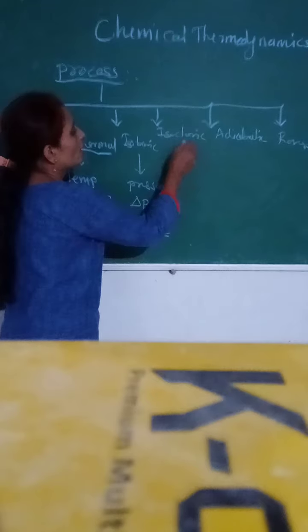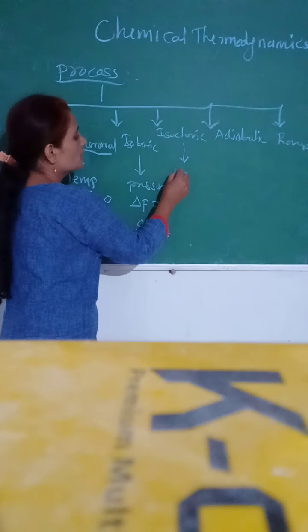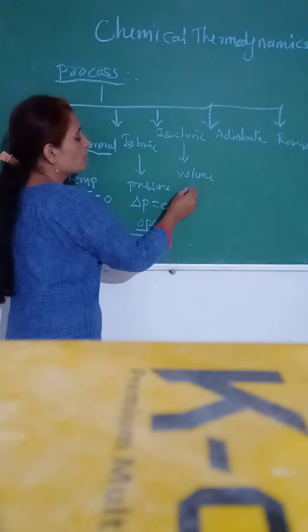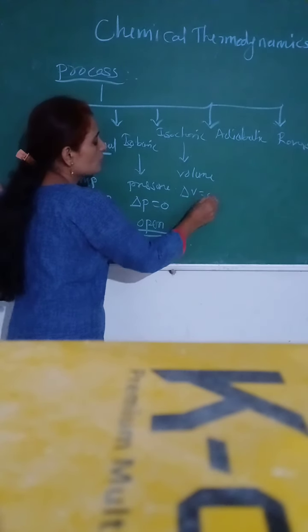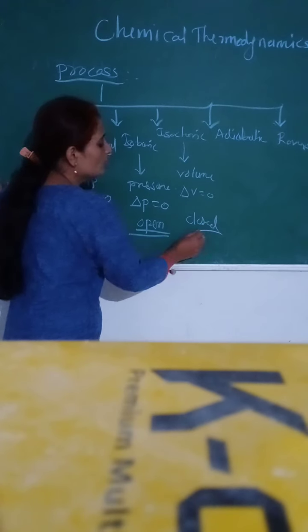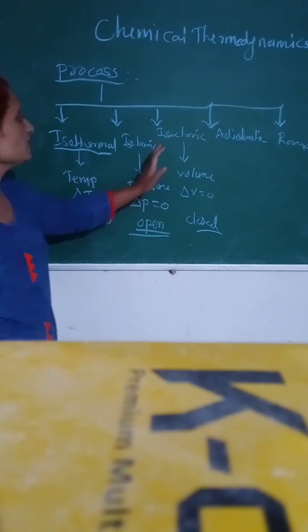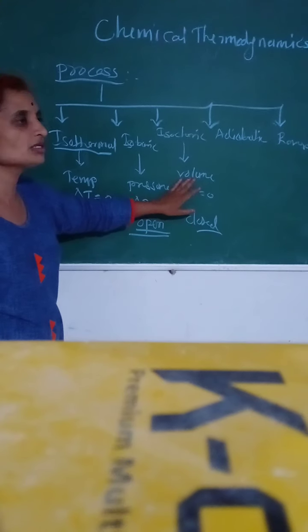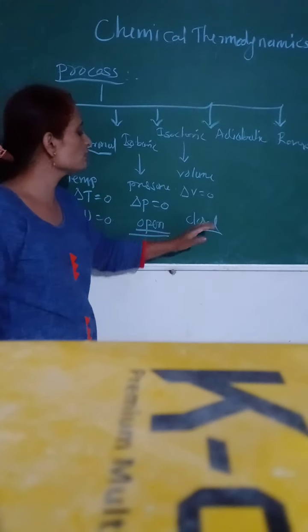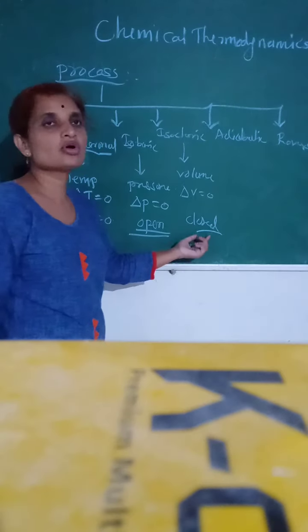Then isochoric. Choric means volume, so here the volume remains constant, delta V is equal to 0, and the vessel is a closed vessel. Isochoric means the volume of the system remains constant throughout the transformation. If delta V is equal to 0, the vessel is closed.